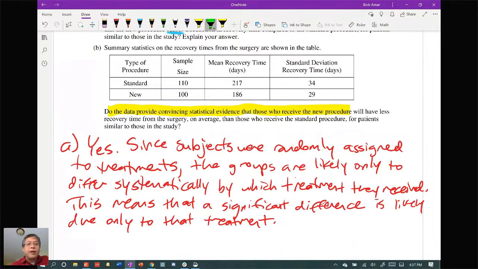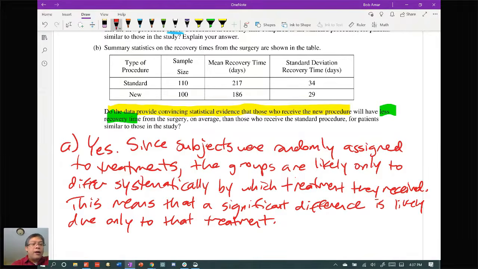Less recovery time. Okay. Unless you are wise to the ways of constructing one-sided confidence intervals, the question here is not asking you to estimate the amount of the reduction. It's simply, do you have evidence that there is a reduction on average for recovery time in the new procedure? This screams a one-sided 2-sample t-test.